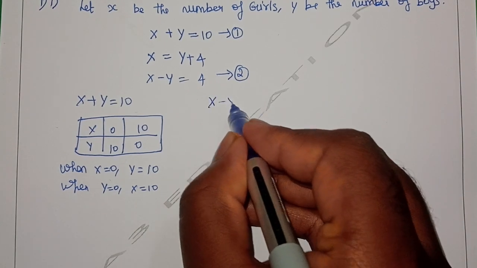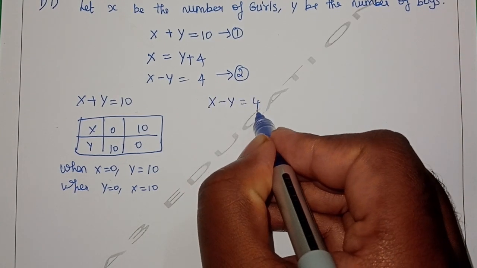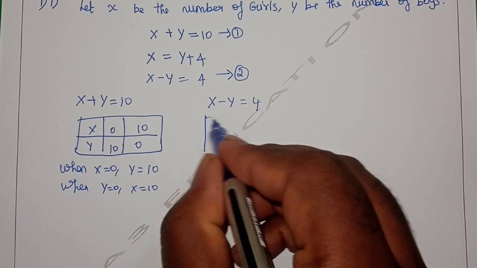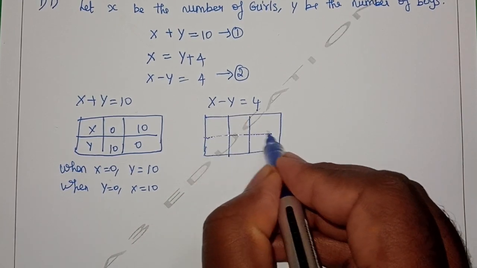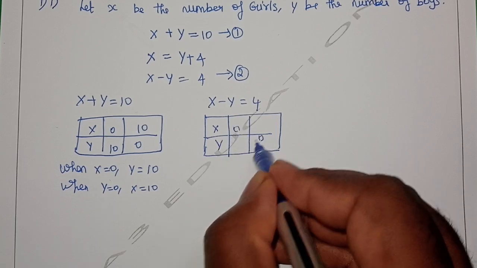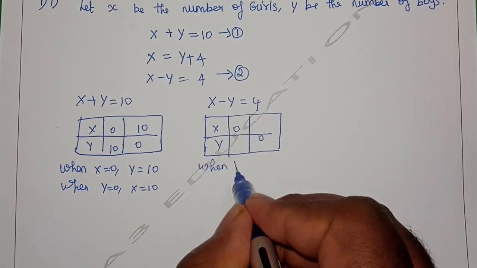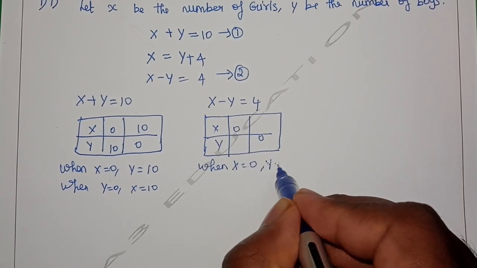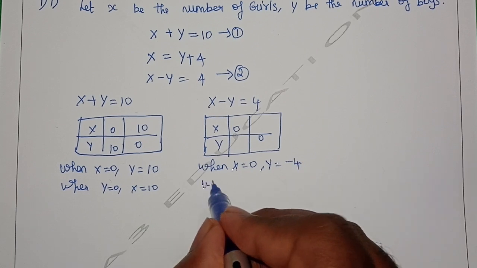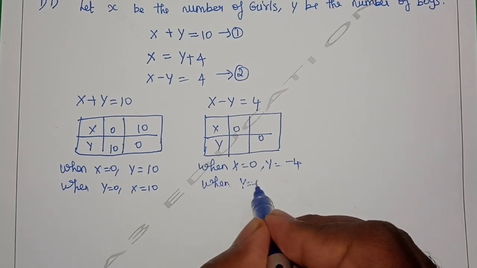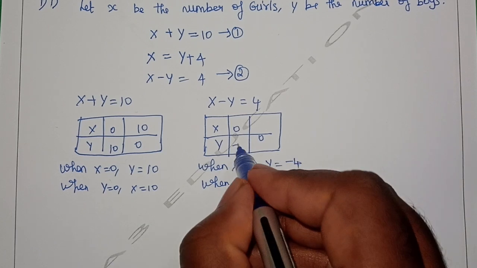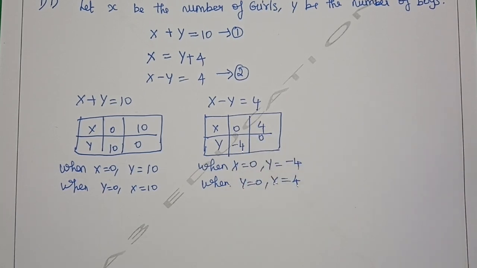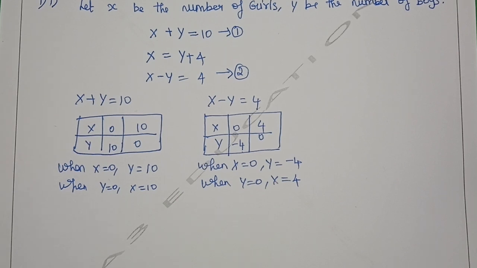Next, x minus y equal to 4. When x is equal to 0, y equal to minus 4. When y equal to 0, x is equal to 4. So the points are 0, minus 4 and 4, 0. Okay, it is easily understood. Now we need to draw the graph.